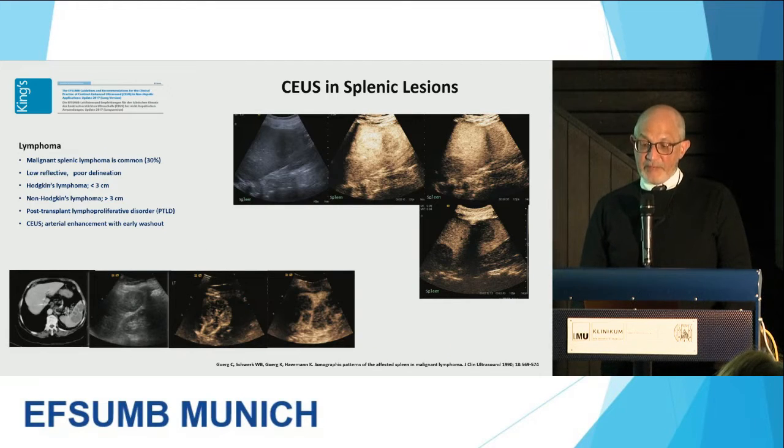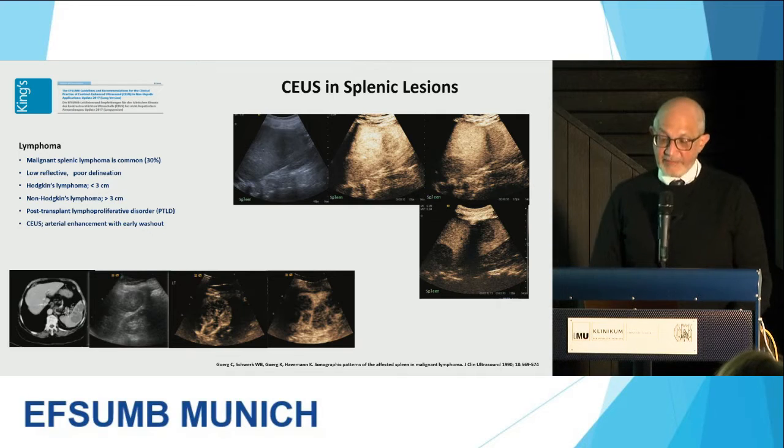What about lymphoma? Well, it's not infrequent that the primary presentation of a lymphoma is a lesion within the spleen itself. And a lymphoma has this characteristic appearance on contrast-enhanced ultrasound, and this is the particular image you should be looking at for this, where it has this almost feathery arterial pattern with some slow washout in appearances.